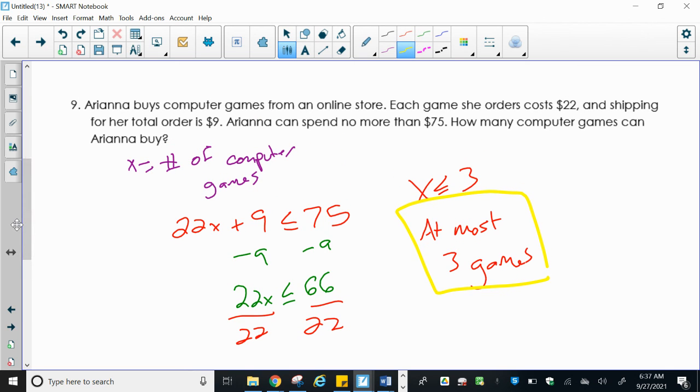Okay, so from here, guys, you're going to work on the worksheet independently. That'll mirror a lot of these problem types.